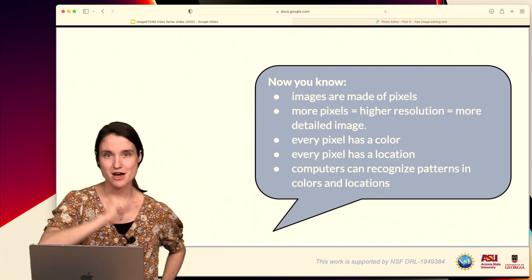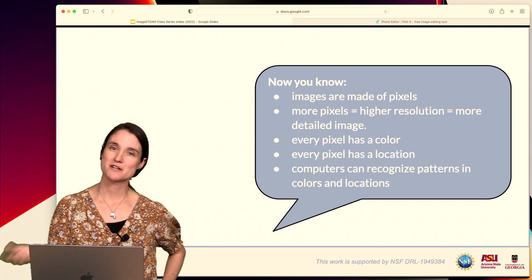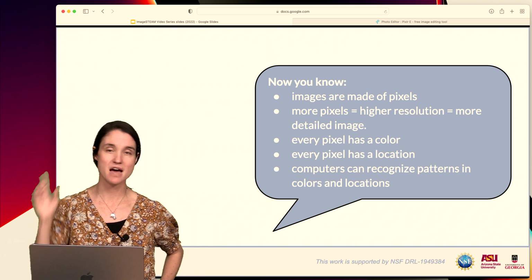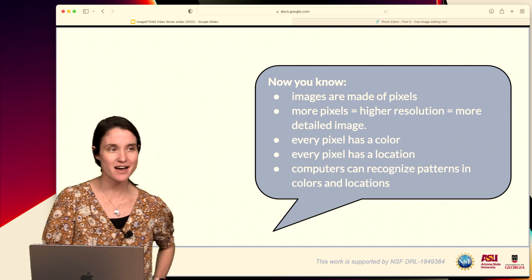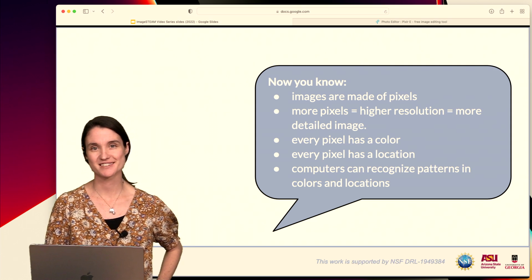All right, now you know. Images are made of pixels. The more pixels you have, the higher the resolution, meaning the more details you can show. Every pixel has a color and a location, and that is important because computers can recognize patterns within these colors and locations.